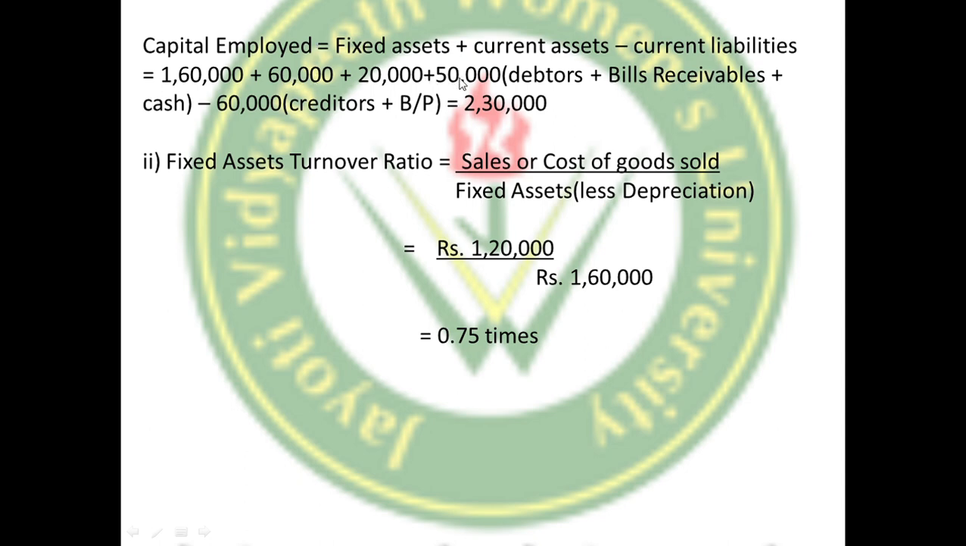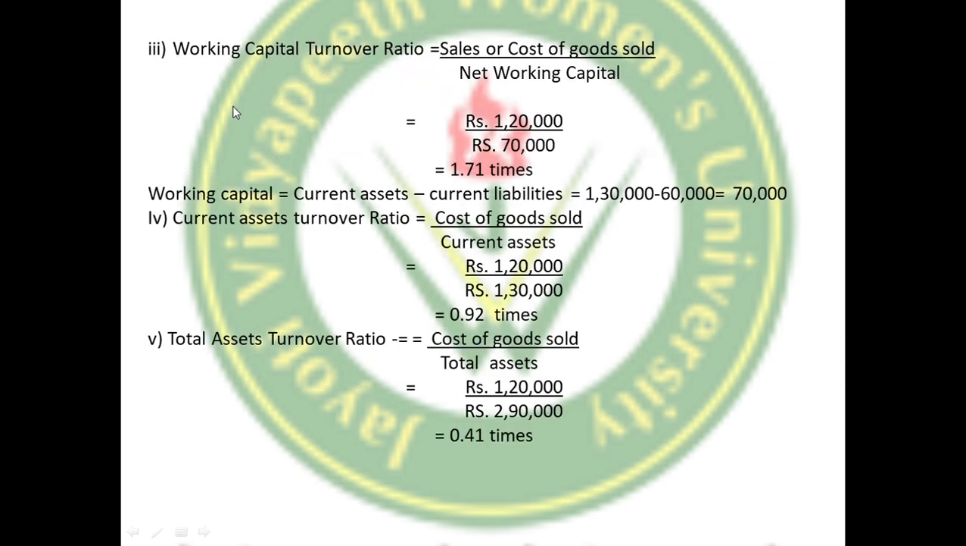These were the current assets: debtors, bills receivable and cash. And creditors and bills payable are current liabilities. So after calculating, we get working capital, that is 70,000. We now have to divide 1,20,000 by 70,000. The answer will come 1.71 times. Next ratio is current assets turnover ratio.